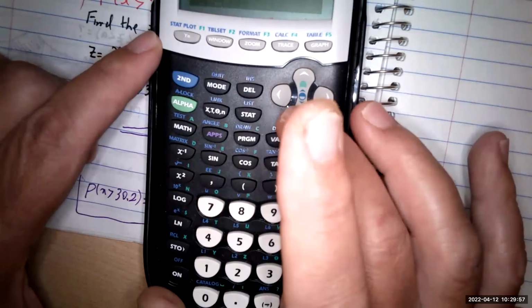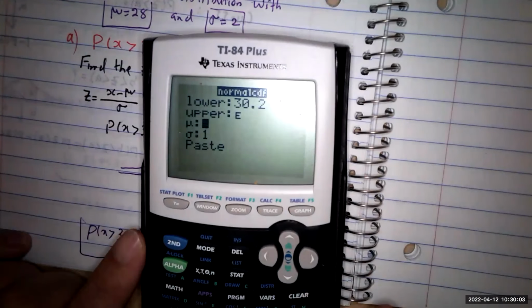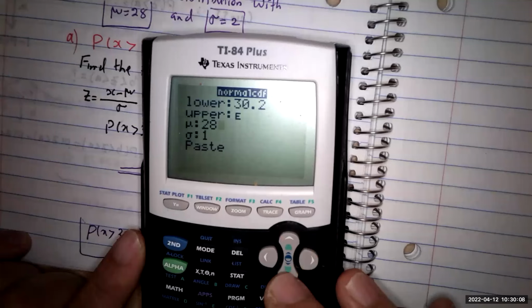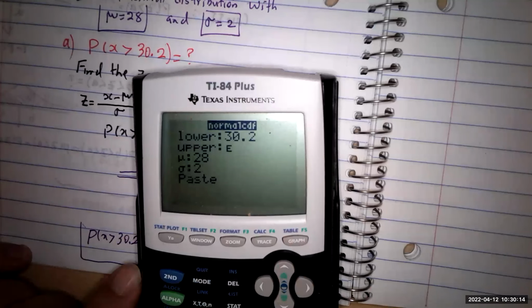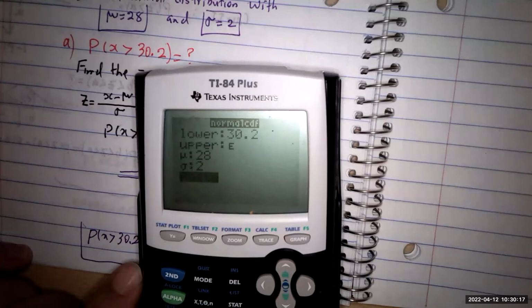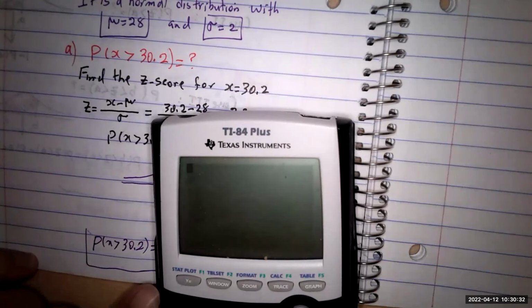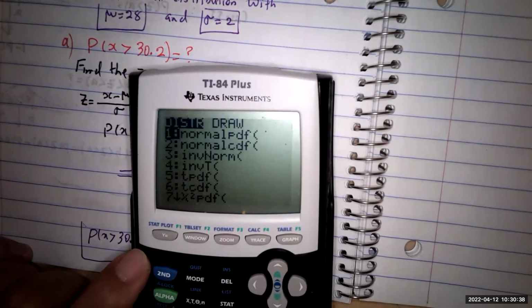Then I go to the mu. Mu for this case was 28, so this is going to be 28. Then I go to the sigma. My sigma is 2, so the sigma would be 2. Then you move down to paste it. I missed this one because I didn't have that 30.2. Just try again.